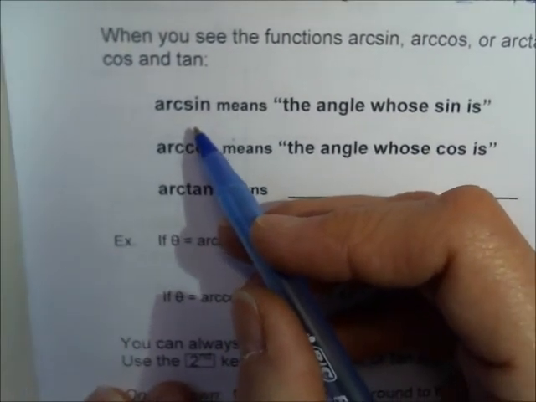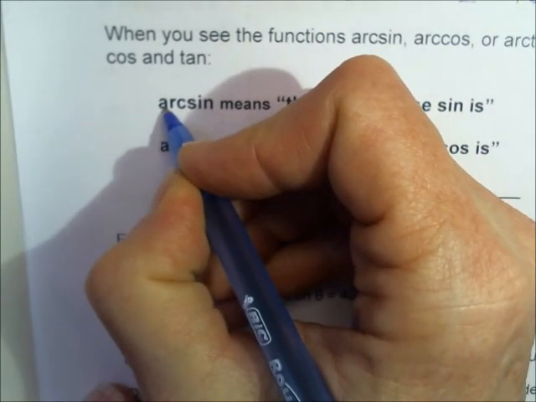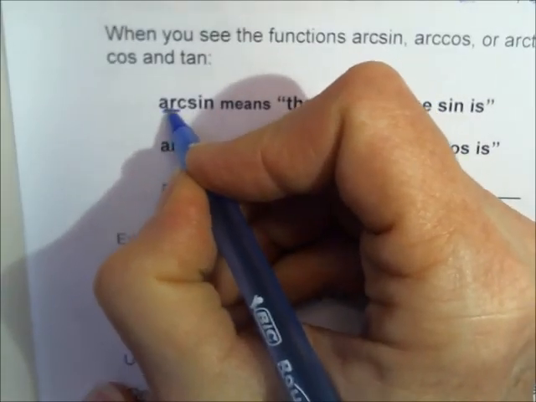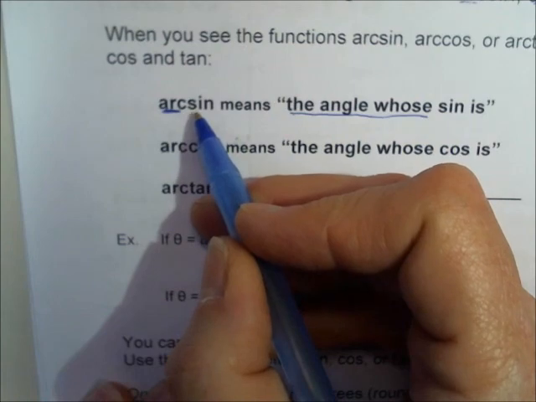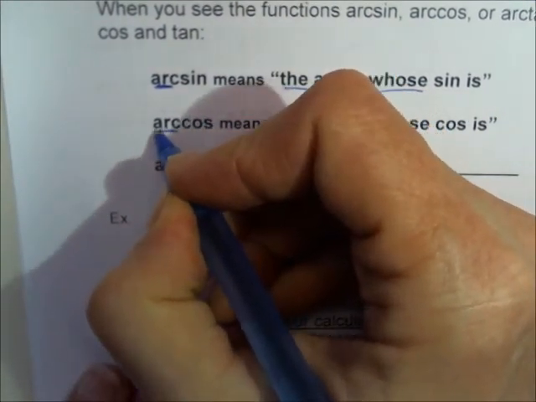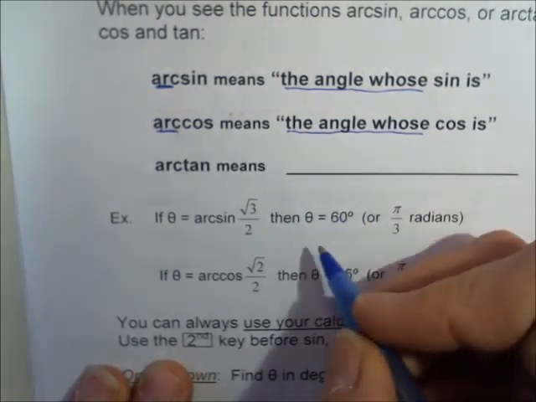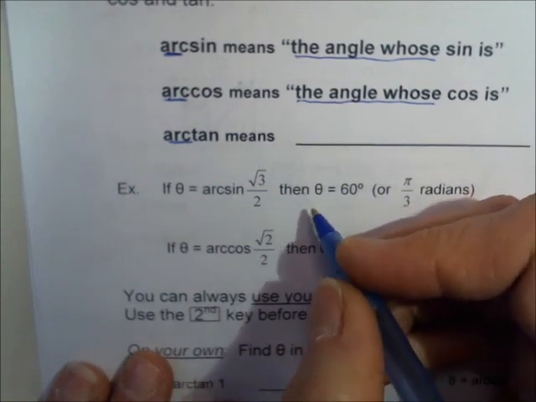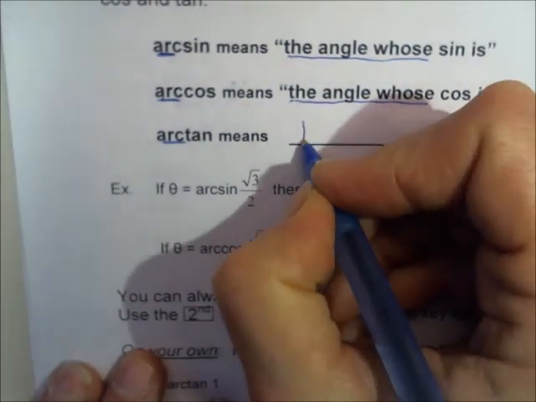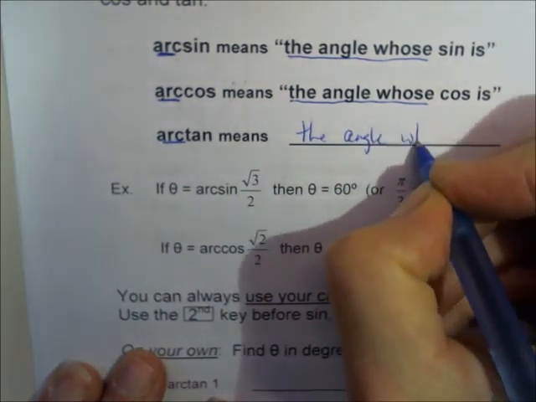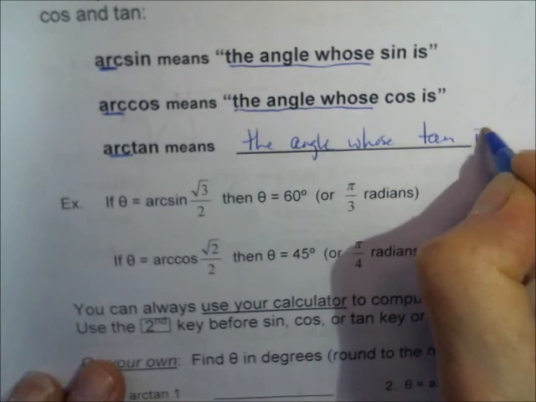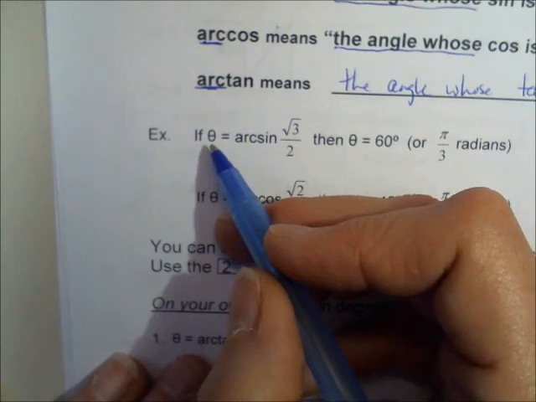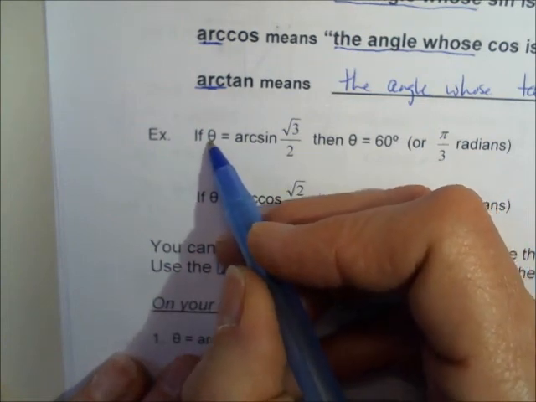And this is how I learned it when I learned this new vocabulary. The word arc means the angle whose. So if I see arcsine, what I say to myself is the angle whose sine is. So arccosine means the angle whose cosine is. What does arctangent mean? Hopefully you can fill that in yourself without too much thought. It means the angle whose tangent is. Arc, the angle whose.